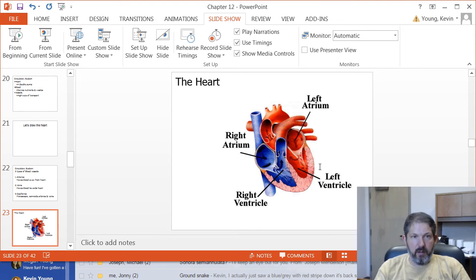There's a better picture of the heart. Vena cava, superior vena cava, inferior vena cava, returning blood from the body into the right atrium. There's the tricuspid valve, or the right atrioventricular valve, into the right ventricle. It's going to leave towards the lungs, in the pulmonary. There's the pulmonary semilunar valve.